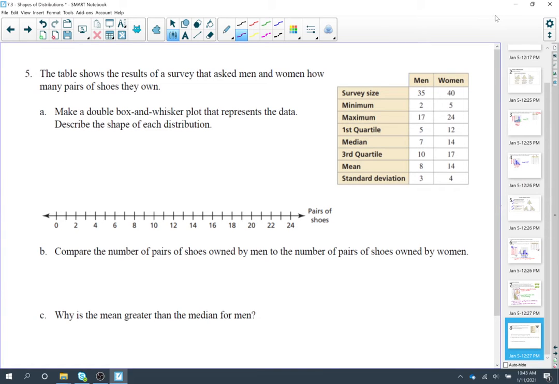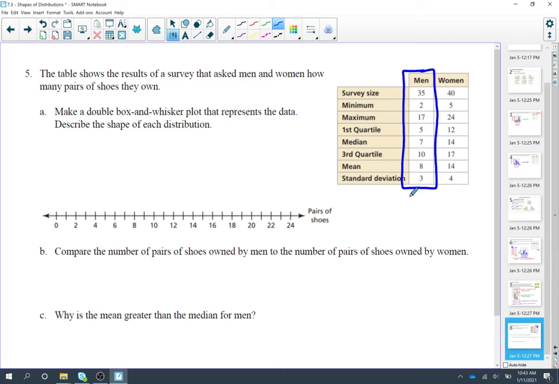Example 5. The table shows the results of a survey that asked men and women how many pairs of shoes they own. Letter A, make a double box and whisker plot that represents the data and then describe the shape of each distribution. So I'm going to start with men. And notice that they've already given you most of the information here.